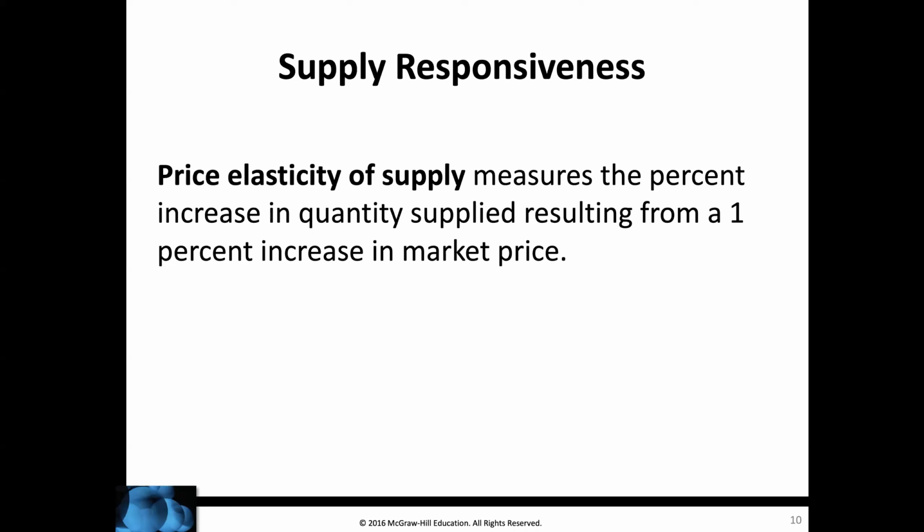And as with demand, there's supply responsiveness. The price elasticity of supply measures the percent increase in quantity supplied resulting from a 1% increase in the market price.